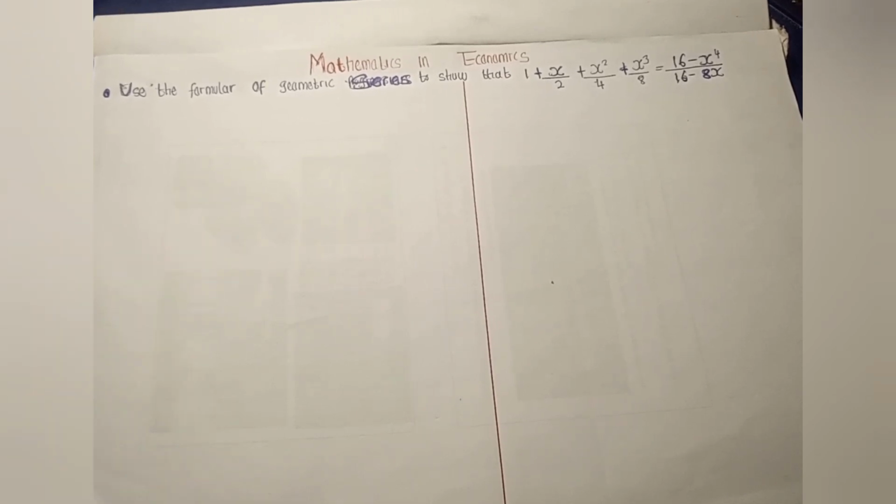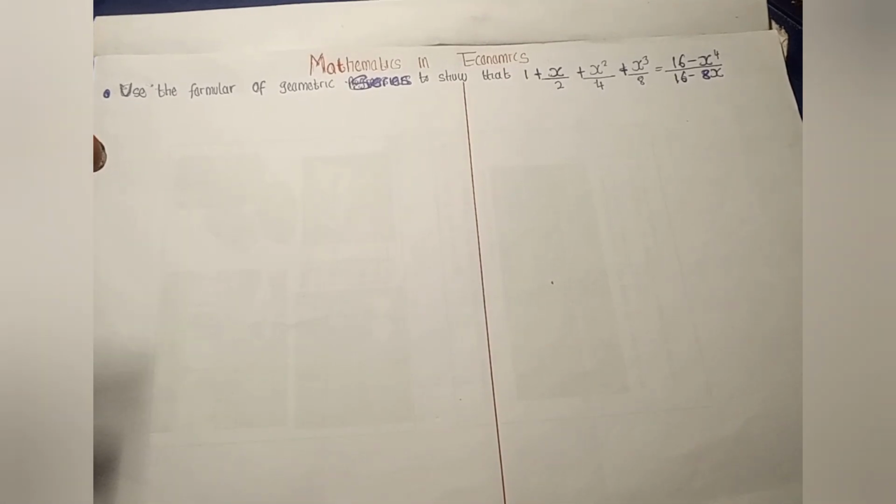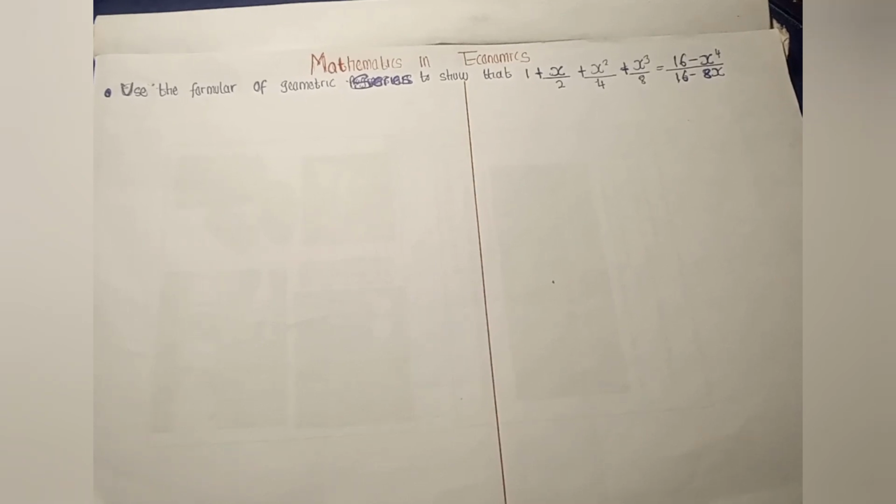This particular question is called a series because of this plus sign. If it is a comma, it is called a progression. Now, we are asked to solve this question. How do we solve it? As you know, geometric series have a constant common ratio.